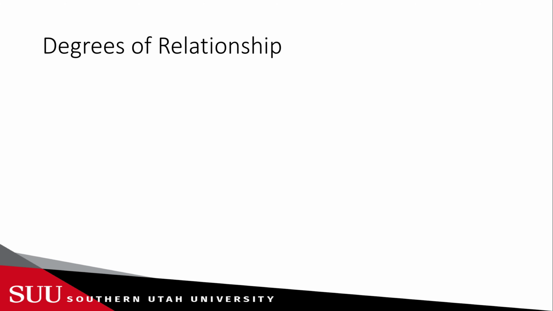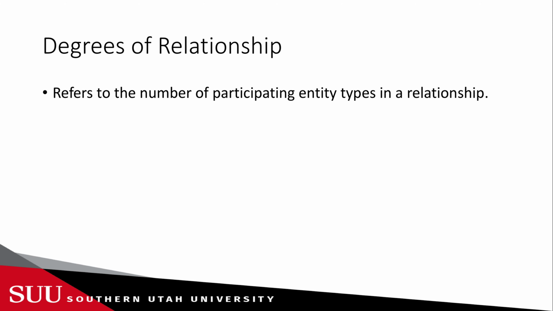In this video, we will talk about the degrees of the relationship. As we have seen in the previous video, we had a relationship going from one entity to itself, and we said this is what we call a unary relationship. Now we will talk about 3 degrees of the relationship, but first, what is the degree of a relationship?